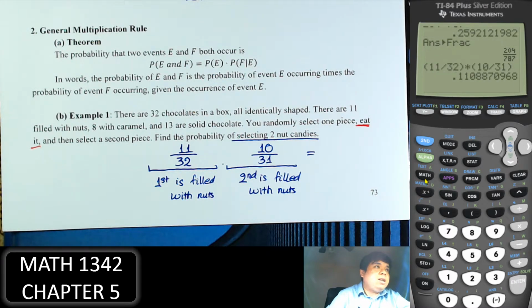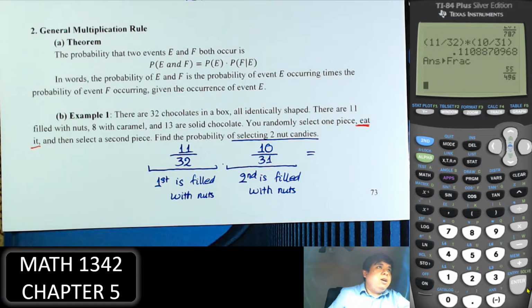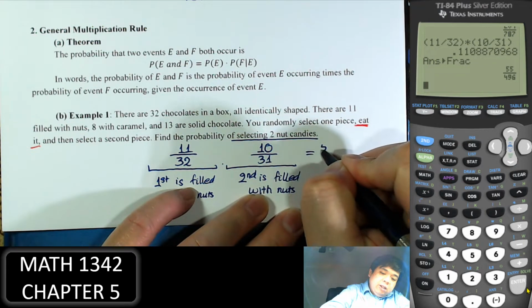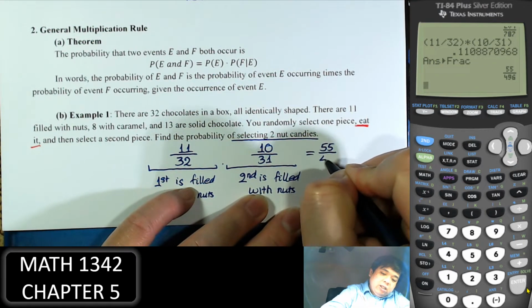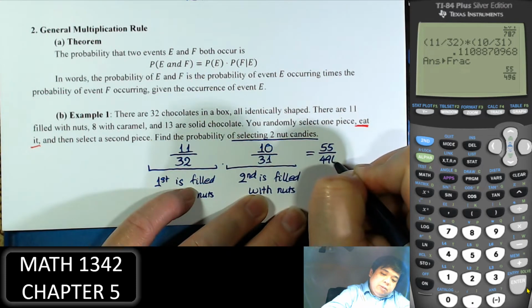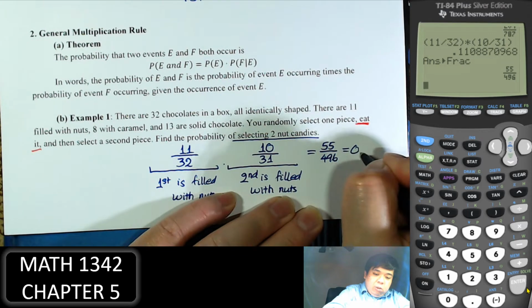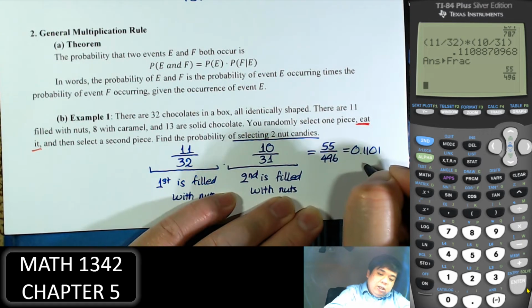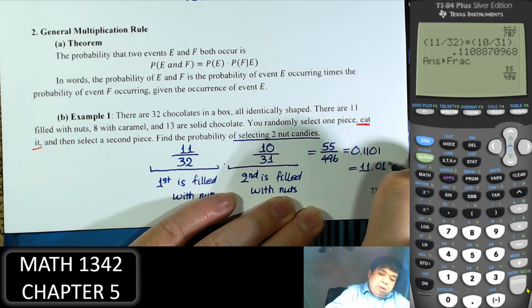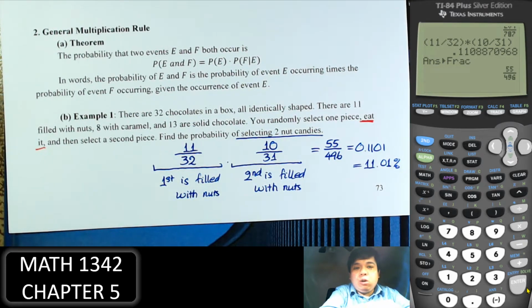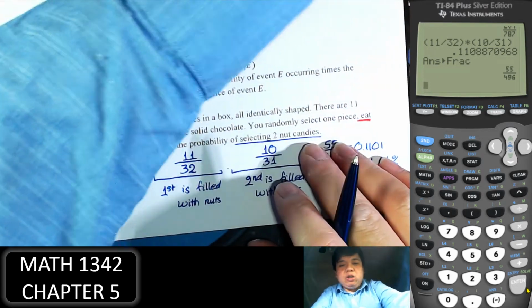So we have that 55 over 496, or 0.1101, or 11.01%. Right. So we just do that, or we can make a tree diagram.